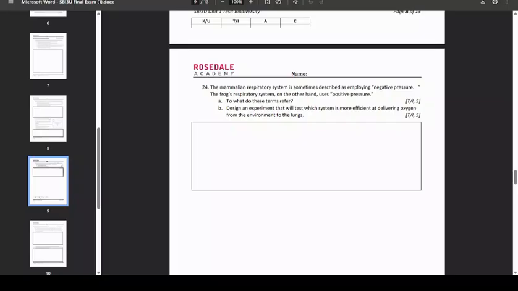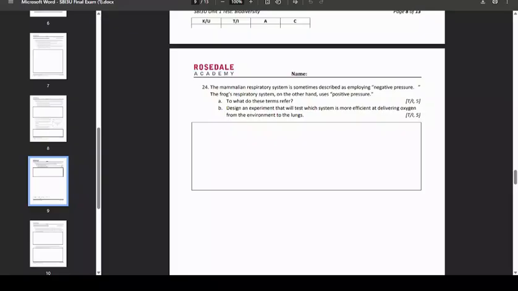Then I'll measure the final oxygen concentration in both chambers. And the system that has a lower final oxygen concentration means that it has extracted more oxygen. So the more oxygen it uses, the greater its efficiency.